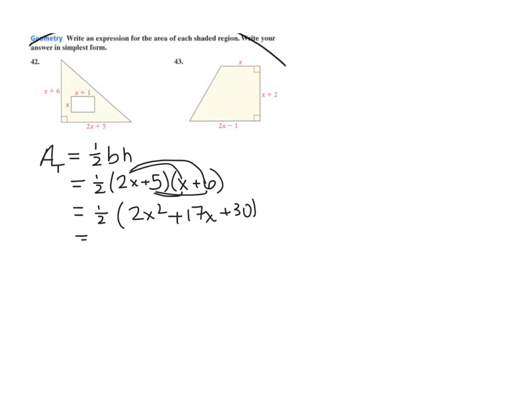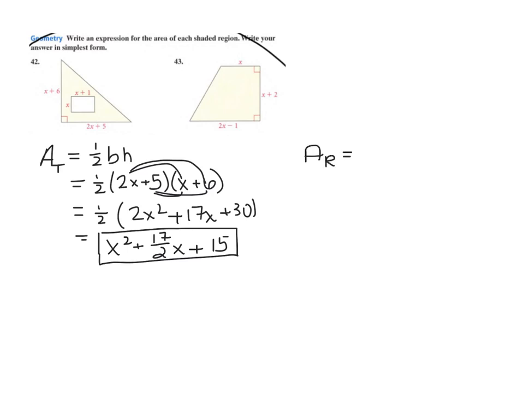When I simplify this, I'm going to have to take half of each term. So I really end up with x squared plus 17 halves x plus 15. So again, this is the area of my triangle. Now I have to do the same thing for my rectangle. So I have area of the rectangle. Remember, area of a rectangle is just length times width. So this is going to be x times x plus 1, or x squared plus x.